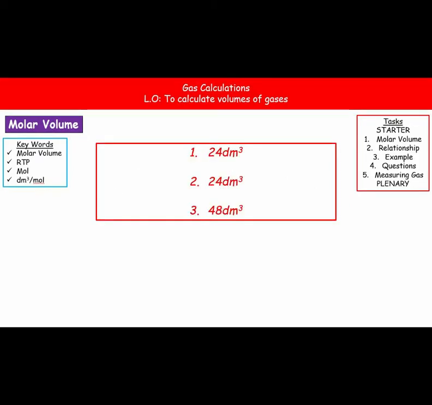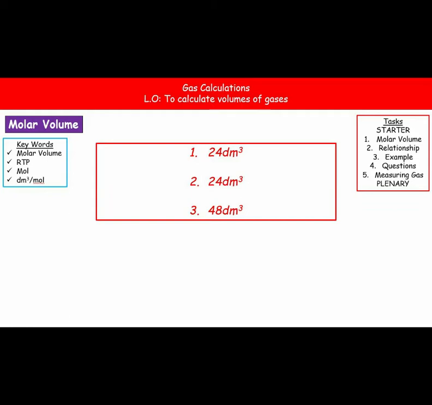Okay, so check our answers. Obviously tick them if you've got them right. For the first 2 questions, our answer should be 24 because what we had was 1 mole of the substance. So 1 mole will occupy 24 decimetres cubed. So 24 for 1, 24 for 2.